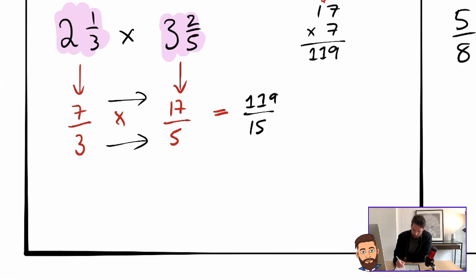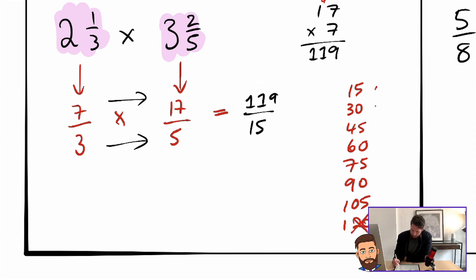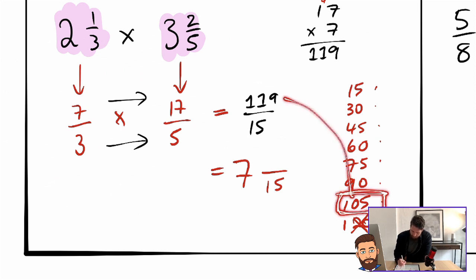This is top heavy, so we need to change it to a mixed number. So we need to know our 15 times table, because we need to know how many 15s go into 119. Well, the easiest way is just write it out: 15, 30, 45, 60, 75, 90, 105, and then 120. 120 is too many, so it goes in 1, 2, 3, 4, 5, 6, 7 times whole over 15. And what do you have left over? Well, how do you get from the last multiple, which is 105, to 119? You would add 14. So it would be 7 whole ones and 14 over 15.